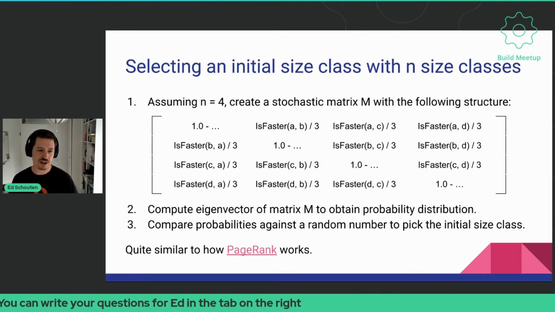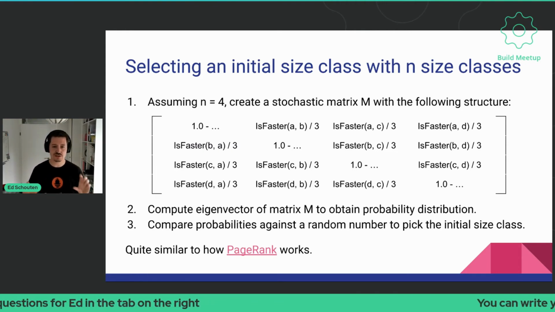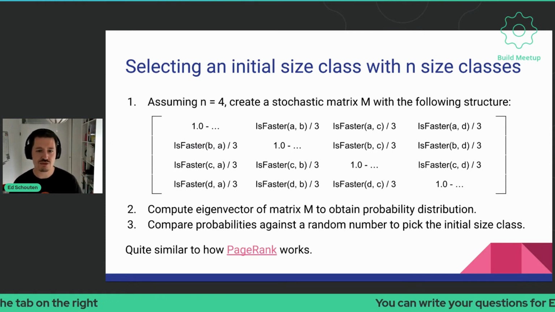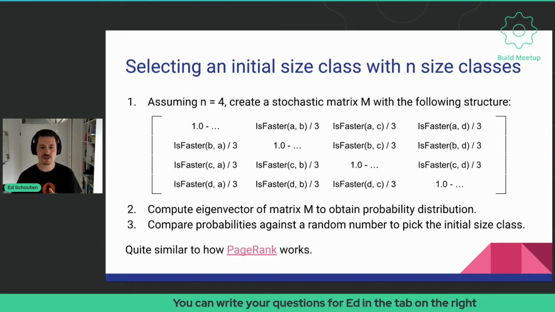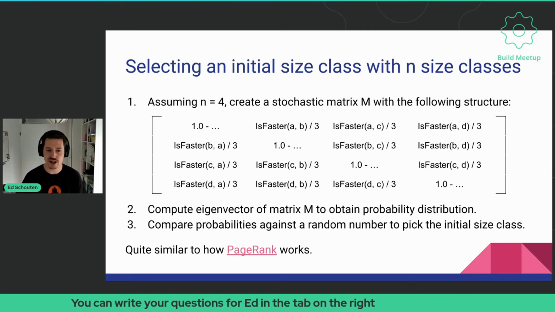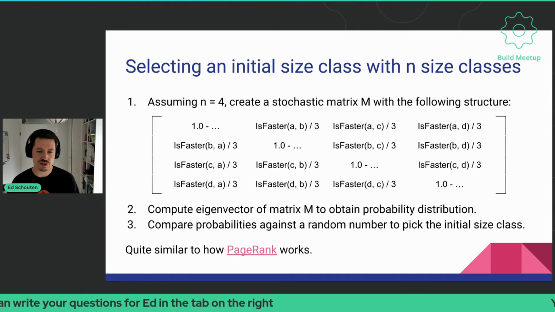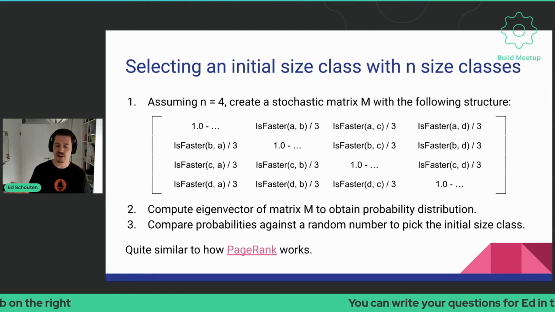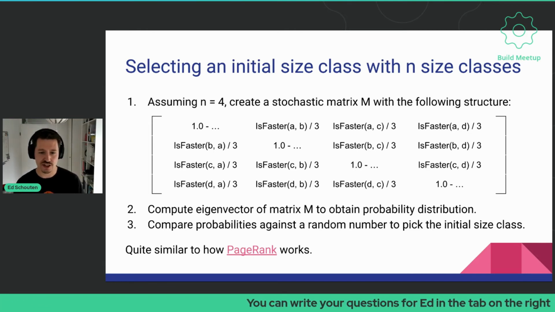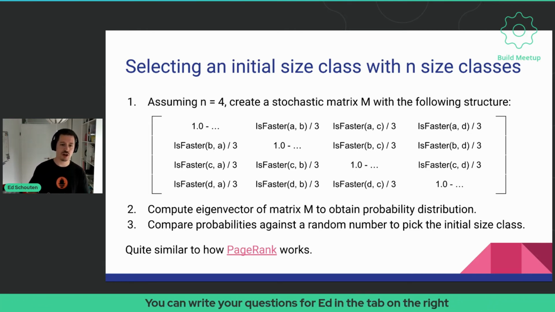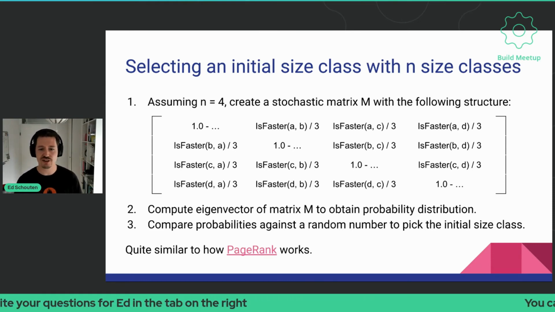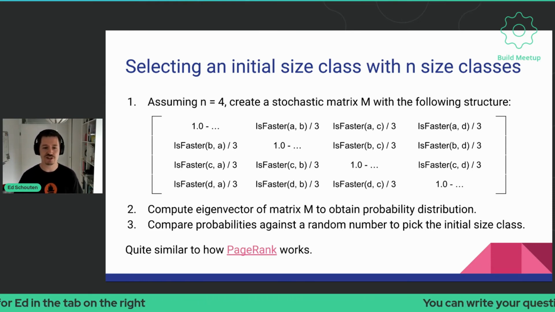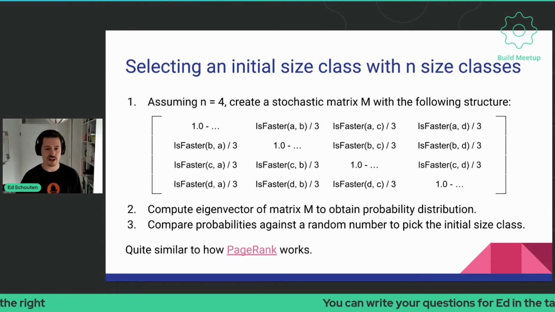Well, what we do is we reuse this is-faster function that we have, and we put it in a matrix like you see here. And if you use this matrix and compute the eigenvector out of it, what's pretty funny is that you end up with a list of probabilities for multiple size classes that all add up to one. So that's exactly what we do. We use this matrix, compute the eigenvector, and this gives us a pretty decent probability distribution for all those size classes.